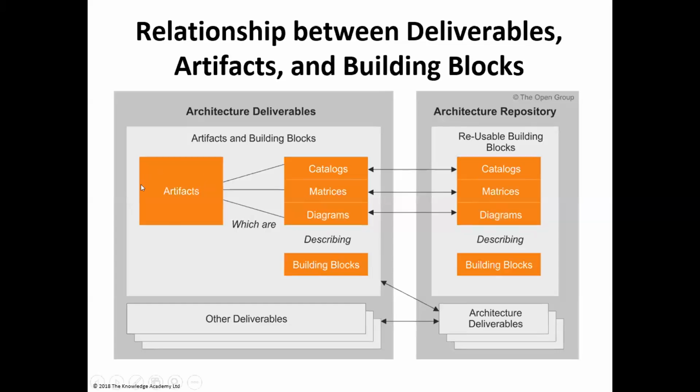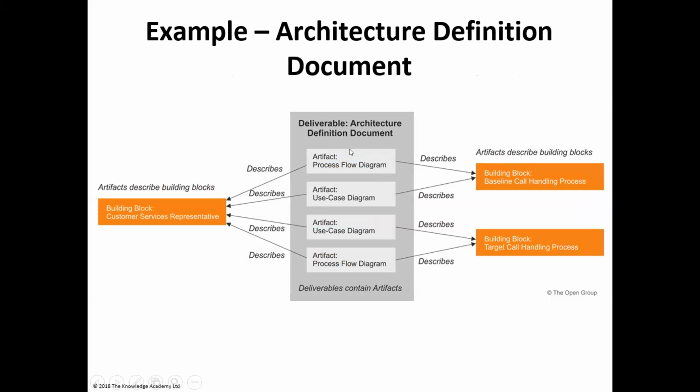If you look here, artifacts are categorized into catalog, matrix, and diagram, and they describe a building block. Together, it is called a deliverable, correct? Similarly, have a look at this. Process flow diagram is an artifact that will describe a customer service representative who is a building block. Or a use case diagram can describe a call handling process that is a building block.